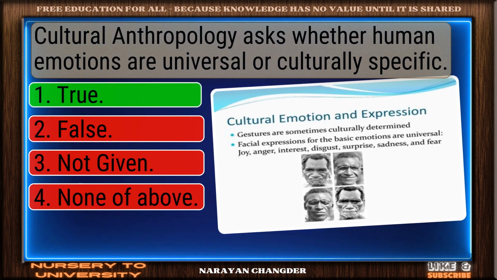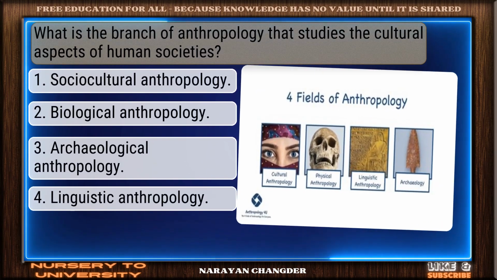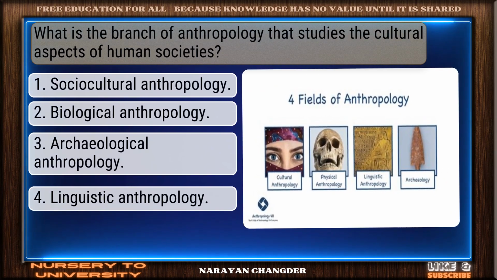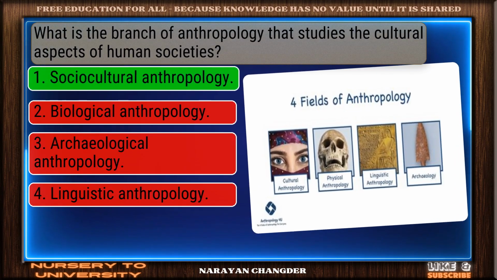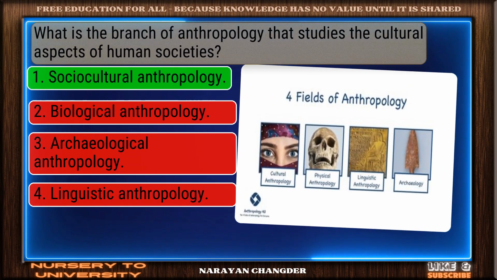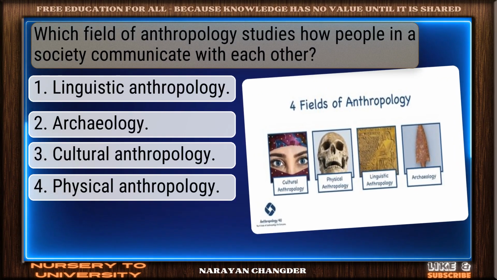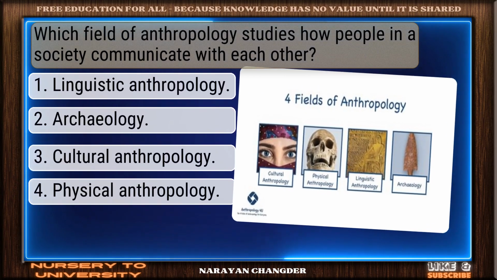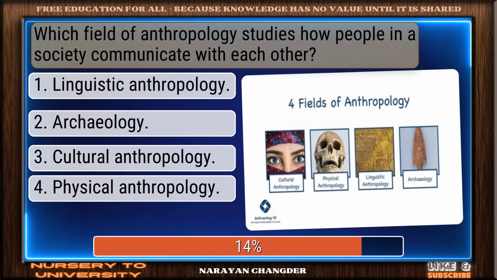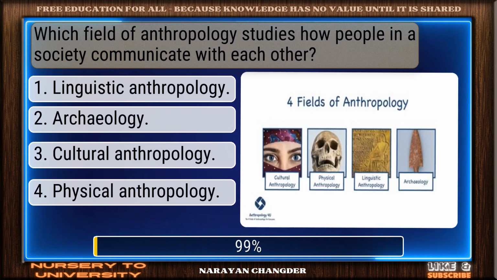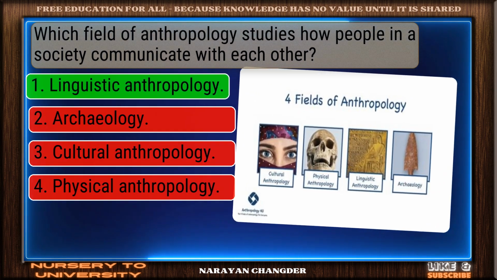Good job. True works well here. What is the branch of anthropology that studies the cultural aspects of human societies? Correct. Sociocultural anthropology is the right answer. Which field of anthropology studies how people in a society communicate with each other? You chose linguistic anthropology. And it is correct.